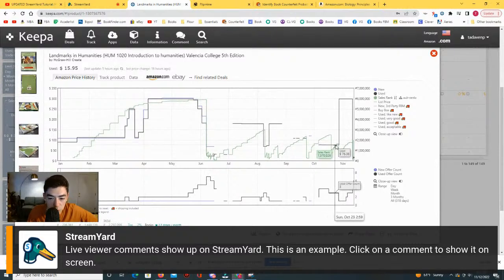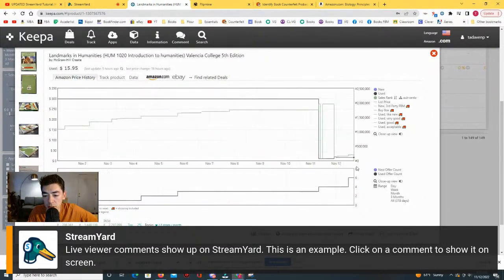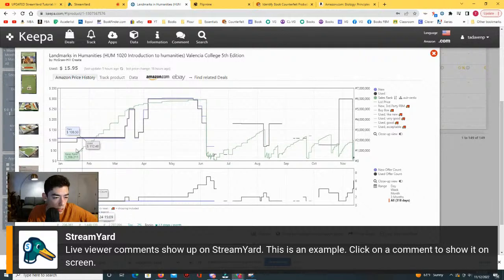Let's see, a couple of sales for $76, a sale for $108, a couple of sales at $69, maybe one sale at $178, a couple of sales down here at $20. And then all of a sudden the price dropped to $15. Now, this is interesting because this is actually a specific textbook to a specific college, Valencia College.